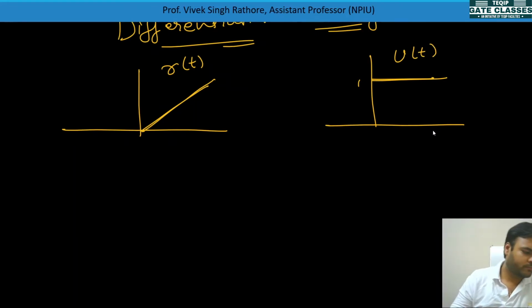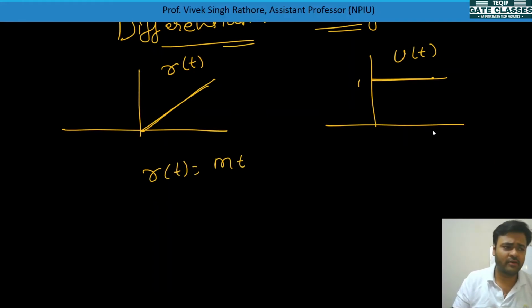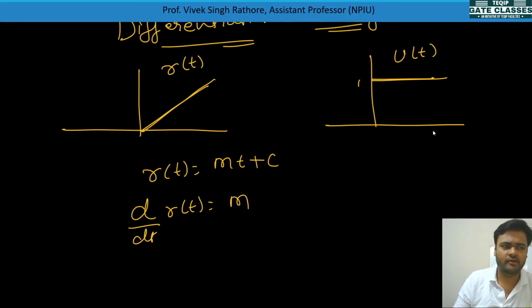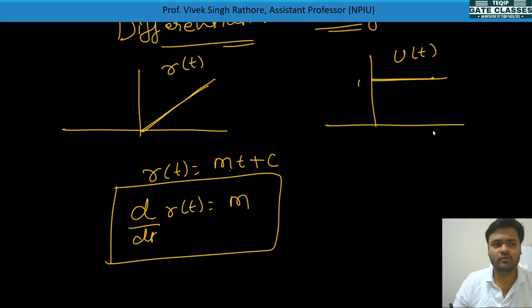So r(t) will be equal to m t. You can see mt plus c was already there, where c is some constant. When we differentiate the ramp signal, you get m only. Just do the differentiation: d by dt of r(t) is equal to m. m is nothing but a magnitude or any value. Suppose it was 2t plus c, then the answer is 2 only. So it is just a value.